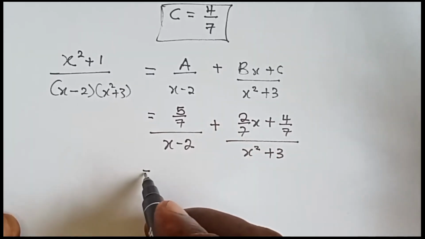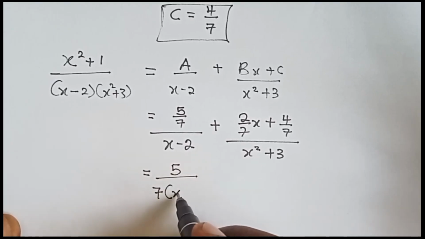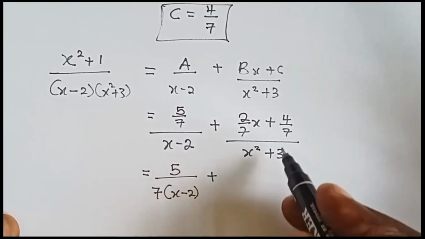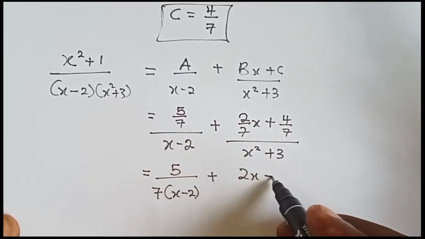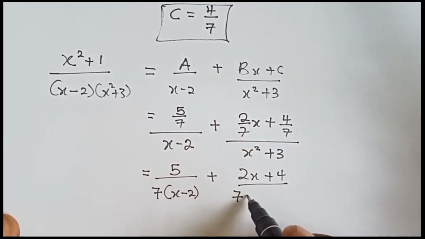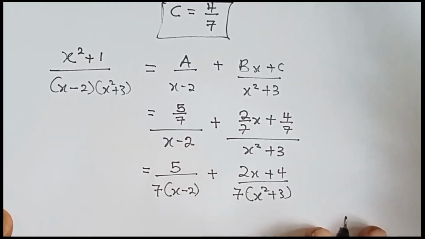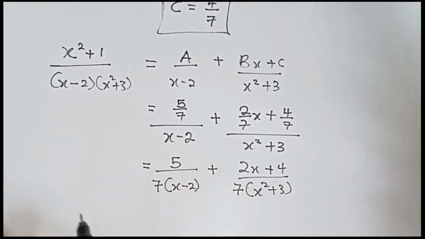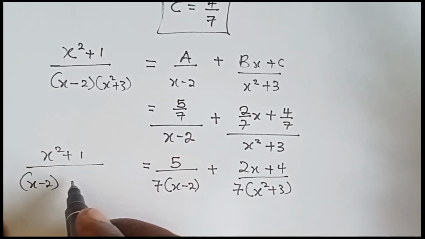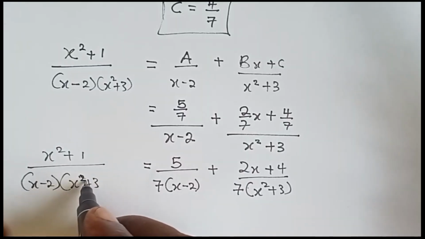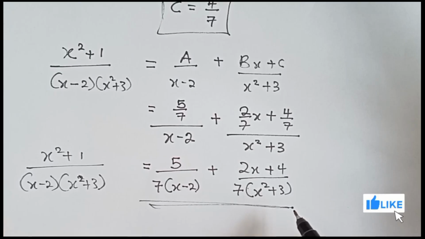Okay, our 7 will come down. We have 5 over 7 multiplied by (x minus 2), plus the 7 is also common in the denominator, so it can come down. We have 2x plus 4 over the common factor, which is 7, then we have x squared plus 3. Okay, so it means when we resolve (x squared plus 1) over (x minus 2)(x squared plus 3) into partial fractions, we get this, which is our final answer.